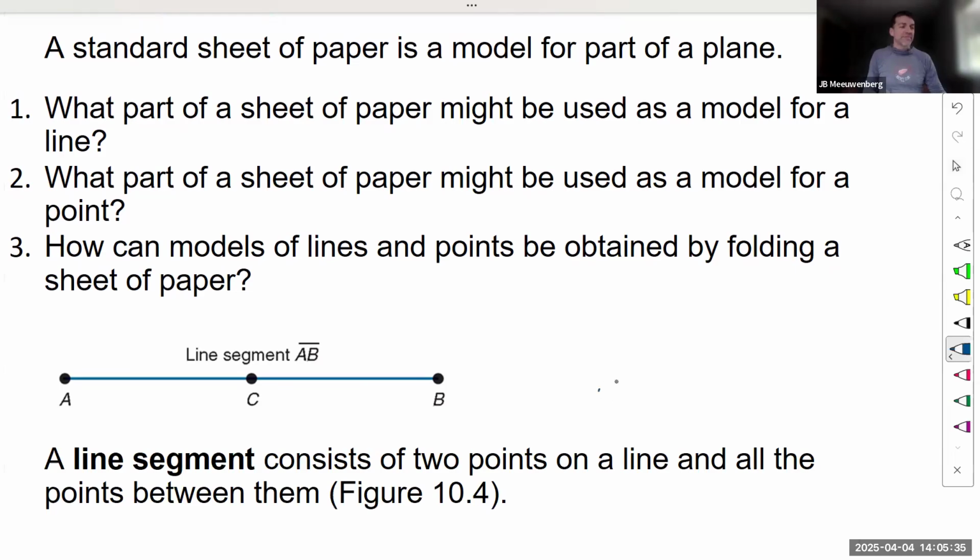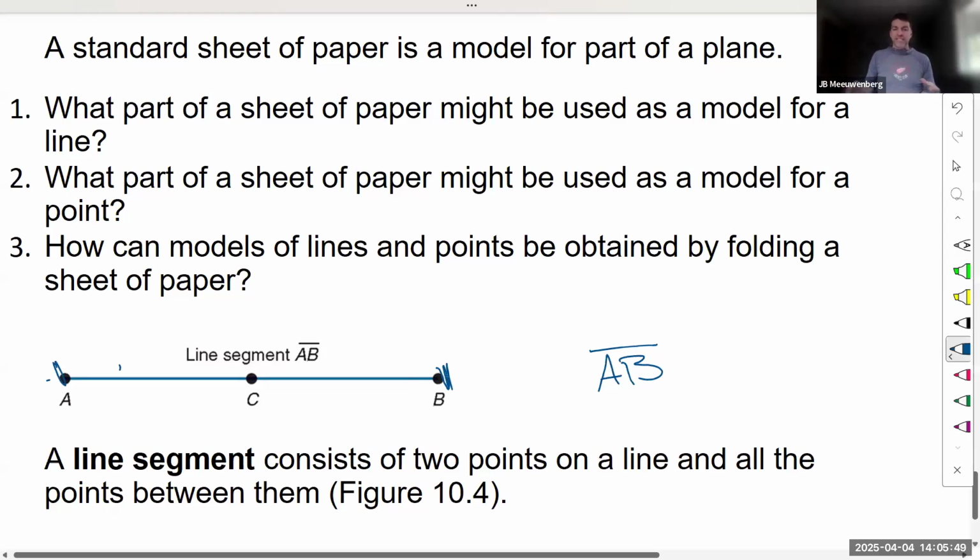Notice how this is written different from before. AB, it just has a line. It doesn't have the arrows on either end. And that's because it ends at A and it ends at B. And it has a bunch of points between it. Okay?